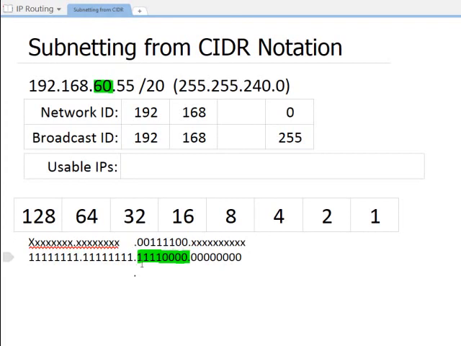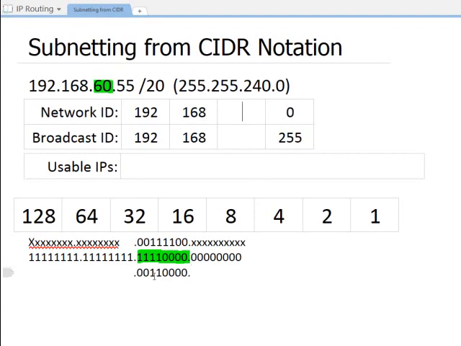0 times 1 is 0. 0 times 0 is 0. 1 times 1 is 1. 1, 0, 0, 0, 0. Here we have this number identified. All I need to do now is really translate this number, and this will give me my network ID.